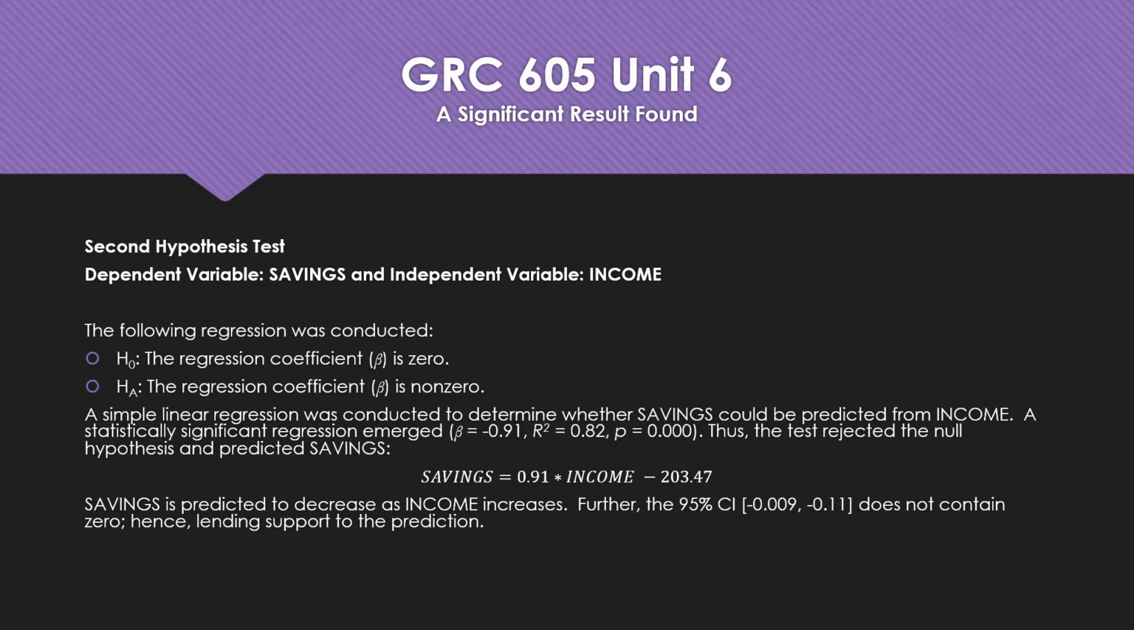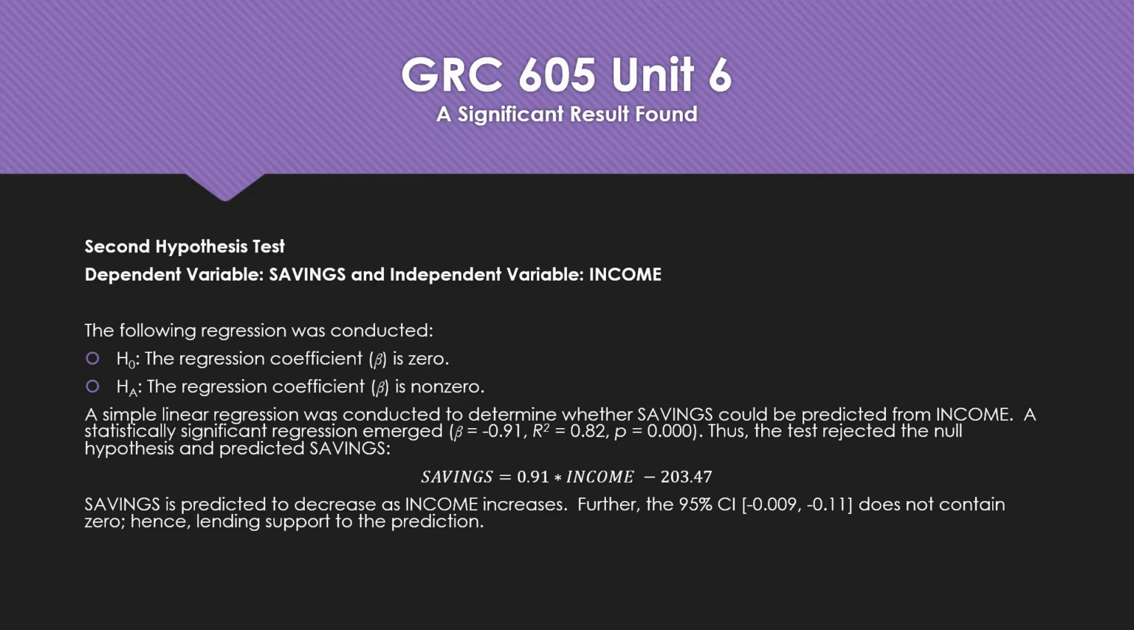In our second hypothesis test, the dependent variable was savings, the independent variable was income. The following regression was conducted. Null hypothesis, the regression coefficient is 0. The alternative hypothesis, the regression coefficient is non-zero. A simple linear regression was conducted to determine whether savings could be predicted from income. A statistically significant regression emerged. Beta came in as negative 0.91. Our R-squared value was 0.82, and our p-value was 0.000. Thus, the test rejected the null hypothesis and predicted savings.